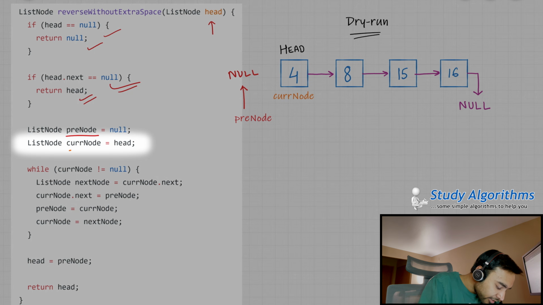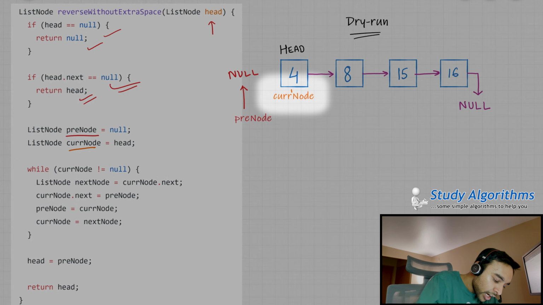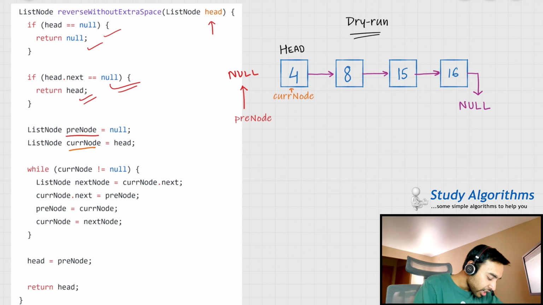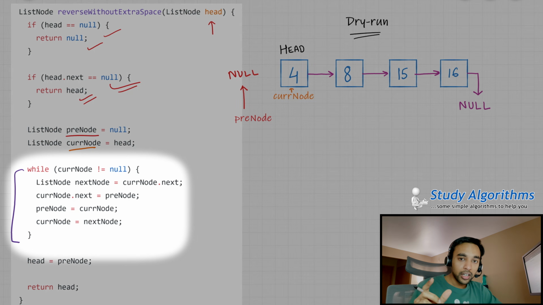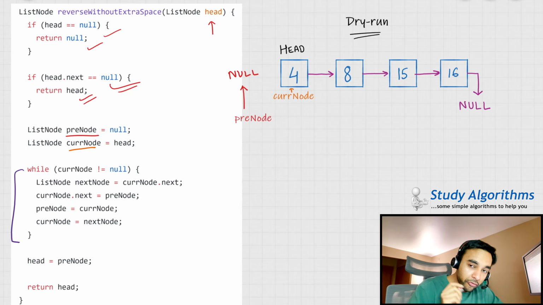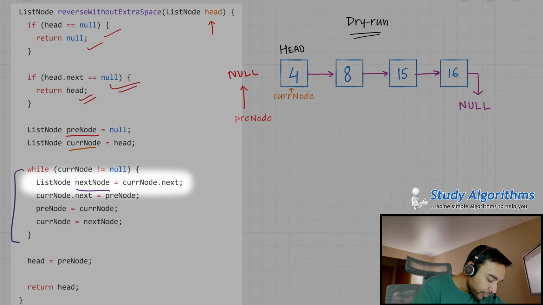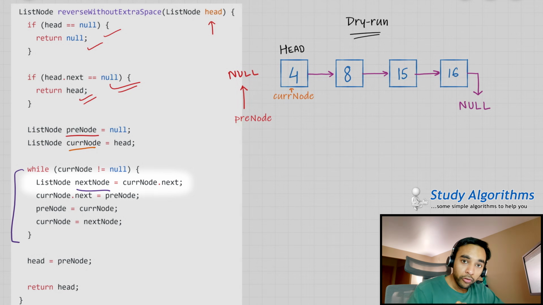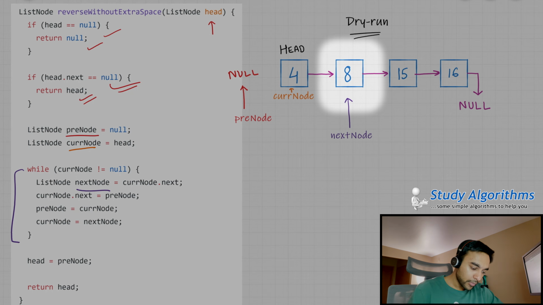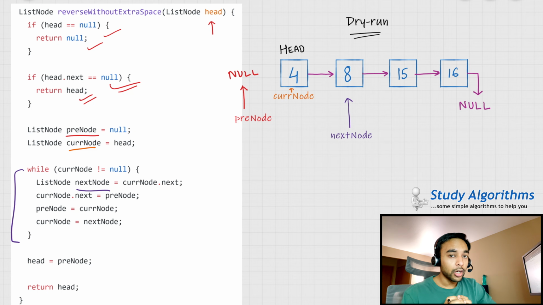Next, you initialize a value current node that is pointing to the head. Going ahead, we run a while loop until the current node reaches null. That means we have iterated all of the values. So how do we start? We initialize a value next node that is pointing to next of current node. We have three values now: a previous node, a current node, and a next node.